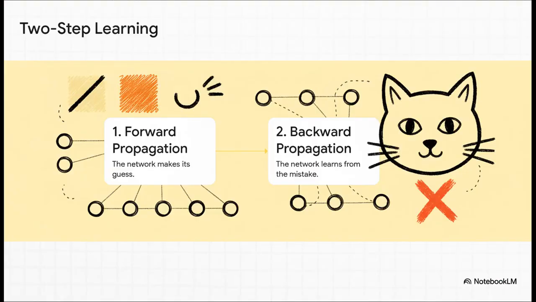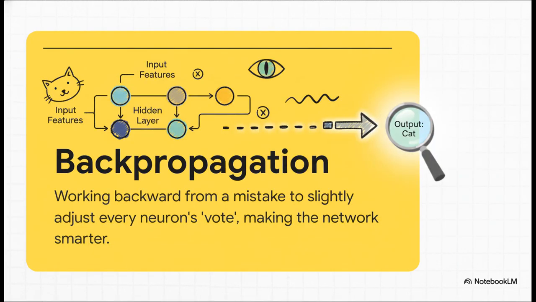The whole learning process really just boils down to a simple two-step dance. First, all the information flows forward through the network so it can make a guess. That's called forward propagation. Then, depending on how wrong that guess was, the corrections start flowing backward through the network. And that correction phase, that's called backpropagation. And let me tell you, this is the secret sauce. This is pretty much the engine that drives almost all of modern AI.